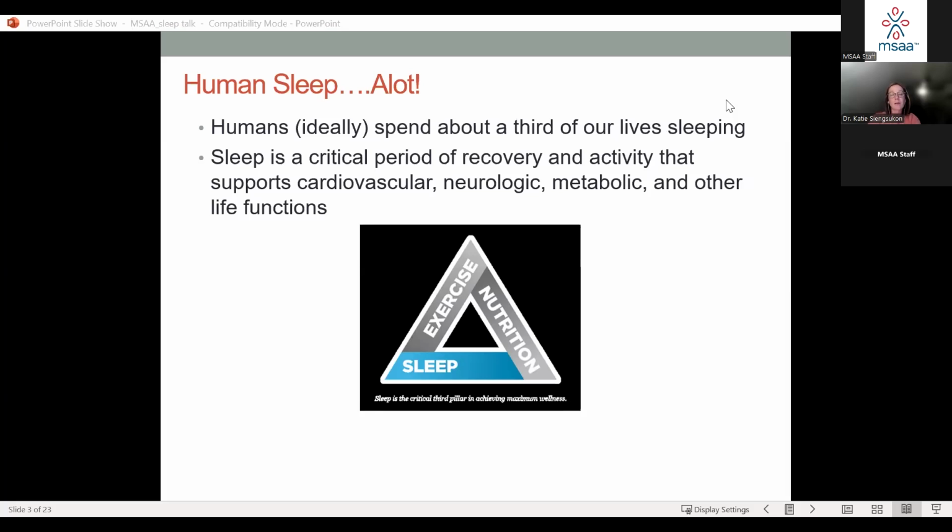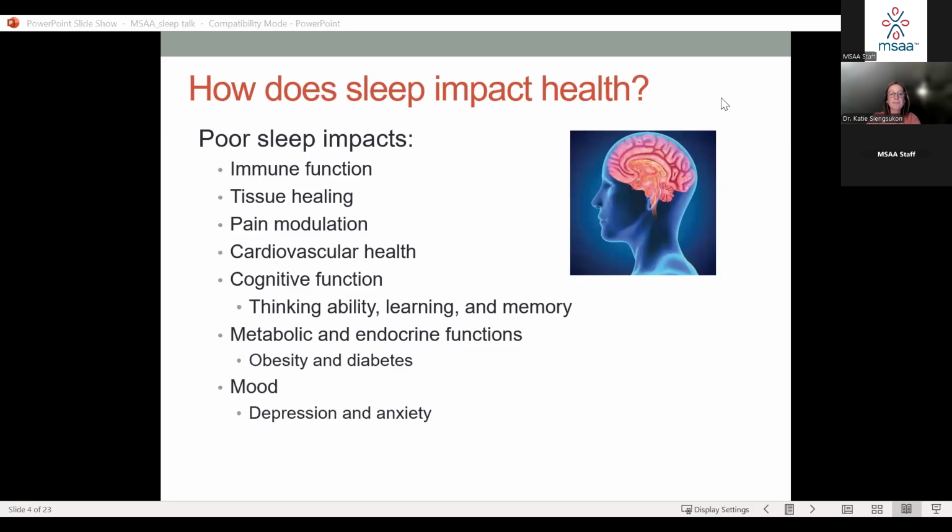So there's a lot of really important processes going on while we are sleeping. We know that if we are not getting adequate sleep, that can have a negative impact on our health and well-being. We could very easily spend the entire hour that we have together this evening talking about how sleep impacts health, but I'm going to go through this part relatively quickly.